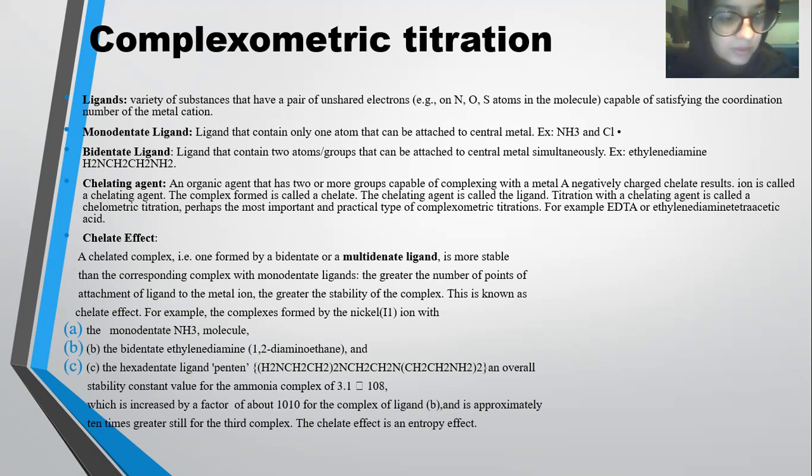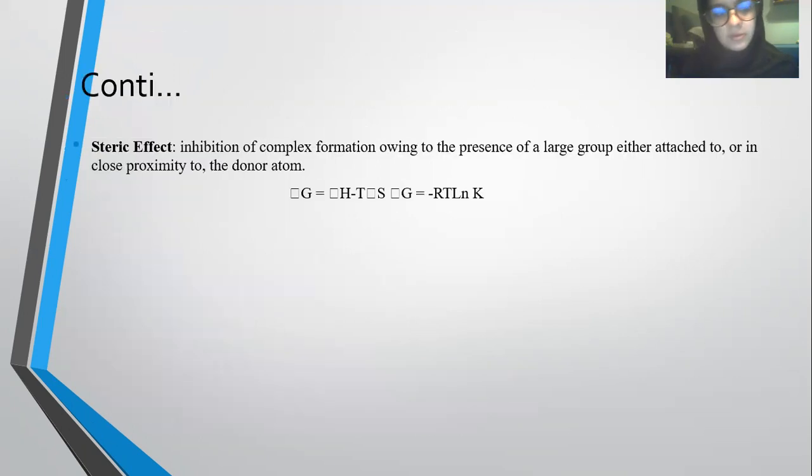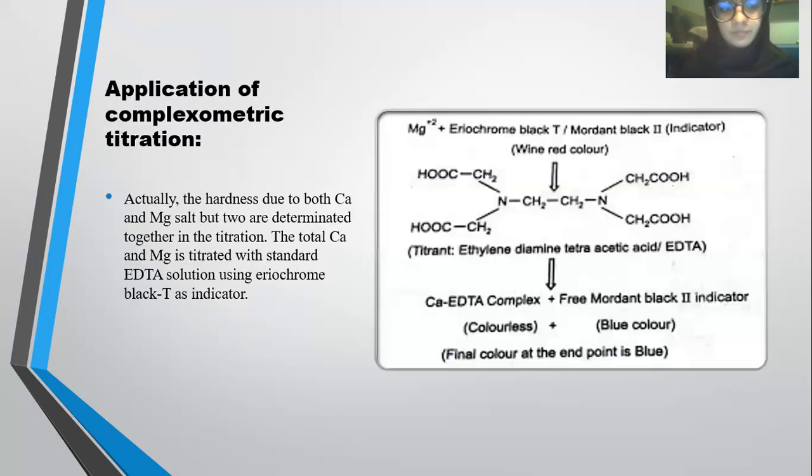The overall stability constant of the ammonia complex is about 3.1 by 10^8, which is increased by a factor of about 10^10 for the complex of the multidentate ligand. The chelate effect is the opposite of the steric effect, which is the steric inhibition of complex formation due to the presence of large groups that attach or bring the donor atoms into closer proximity.